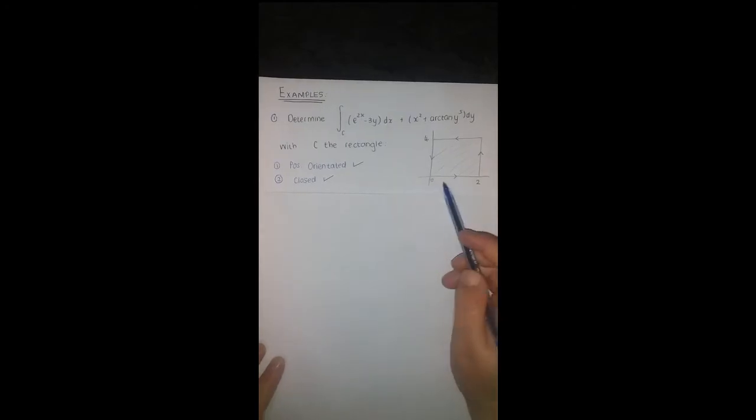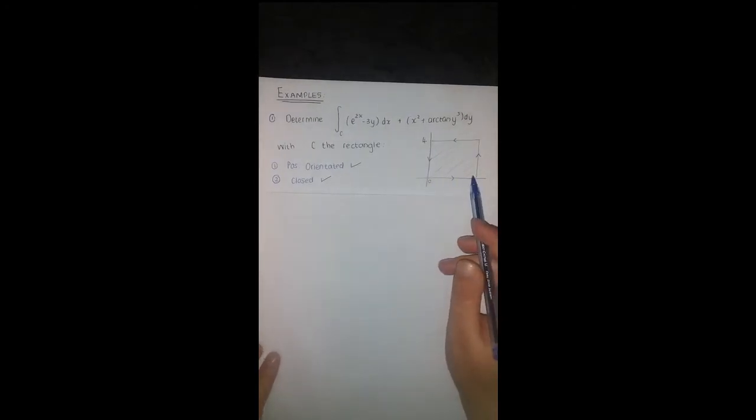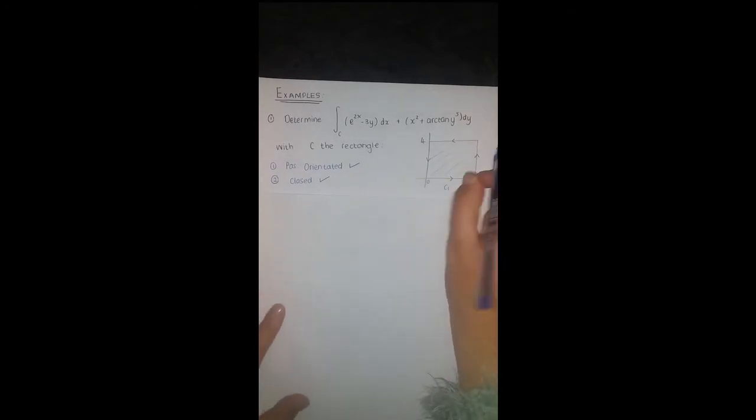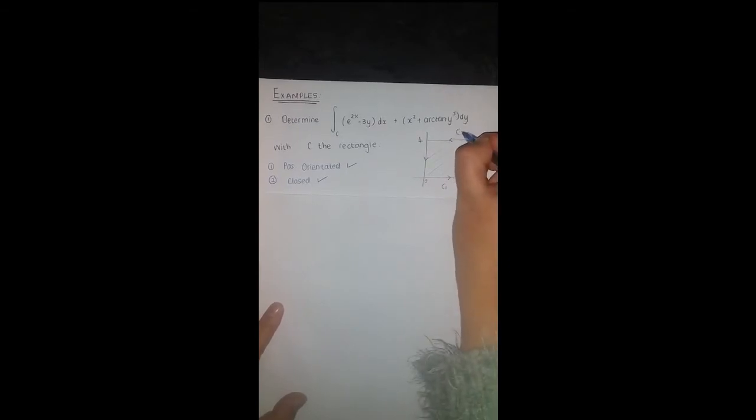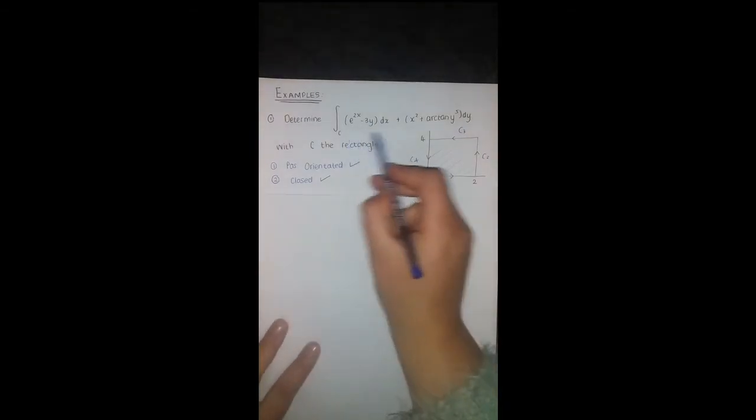So, examples. Determine this line integral with C the rectangle. Okay, so this is our region. Note that if we didn't know about Green's theorem, we would have four different curves: 1, 2, 3, and 4. So you would have to do four different line integrals to actually get this line integral. But now we know of Green's theorem and life is better.